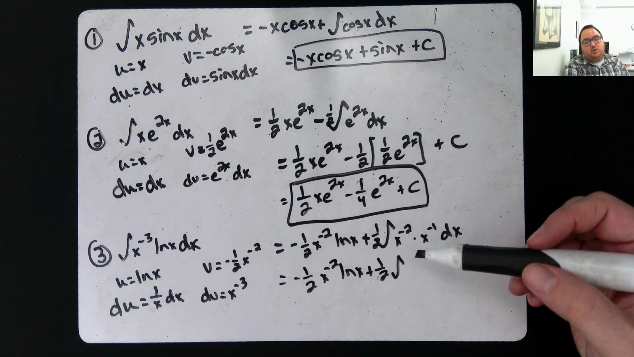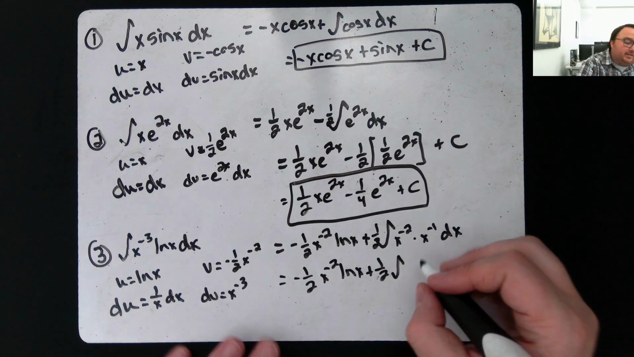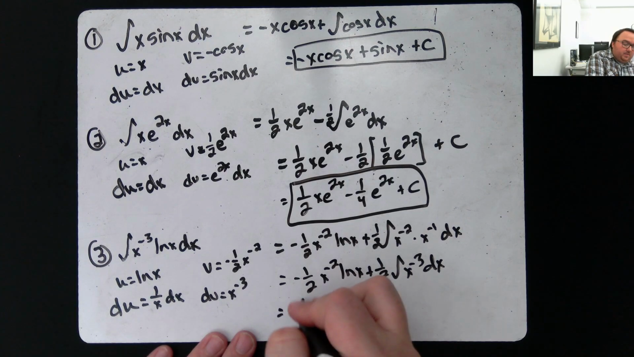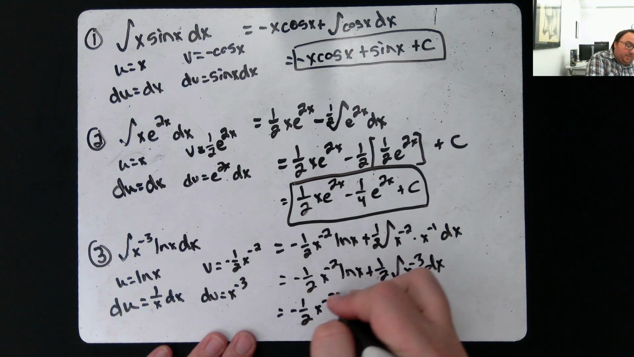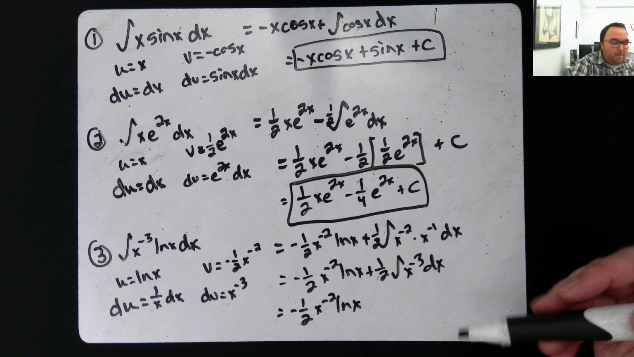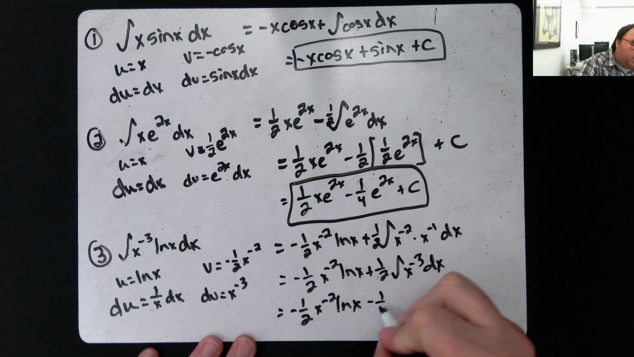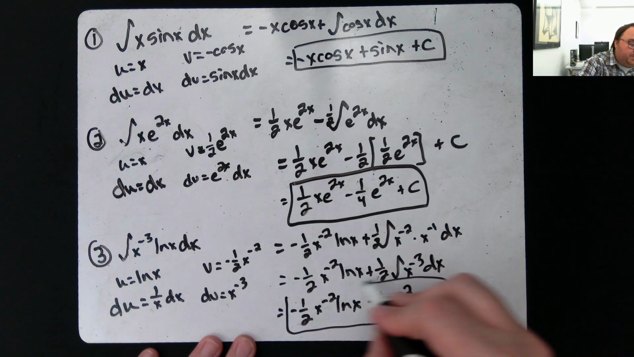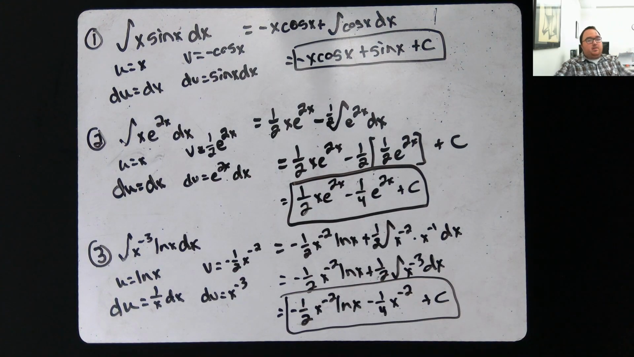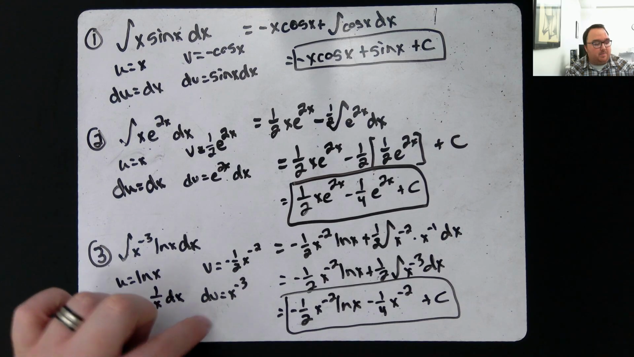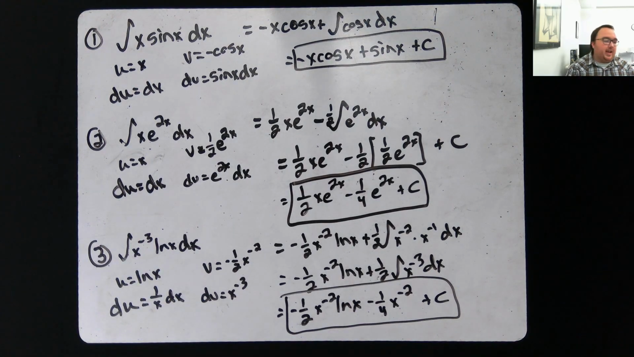x to the negative 2 times x to the negative 1 is x to the negative third. So when I take the antiderivative of it, I just have to add 1 to the power, which would make it negative 2. Divide by that new power would make this negative 1/4 x to the negative 2. And of course, always put plus c. So again, I have to be able to take the antiderivative of dv, which is why I couldn't let dv be the natural log of x, because I cannot take the antiderivative.